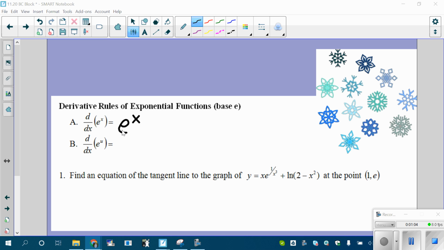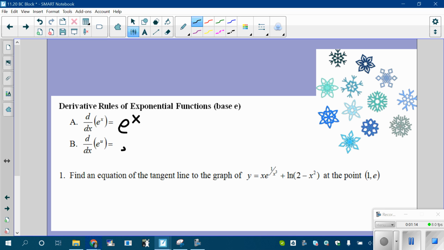What's the derivative of e to the u? Well, here we're talking about u being some function of x other than just x. The derivative of e to the u is e to the u times the derivative of wherever that u is. We've got to do some chain rule.